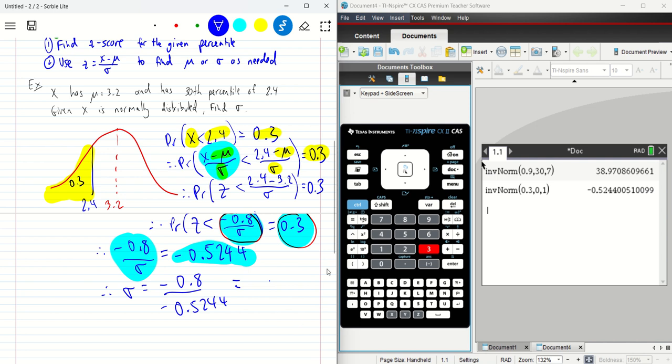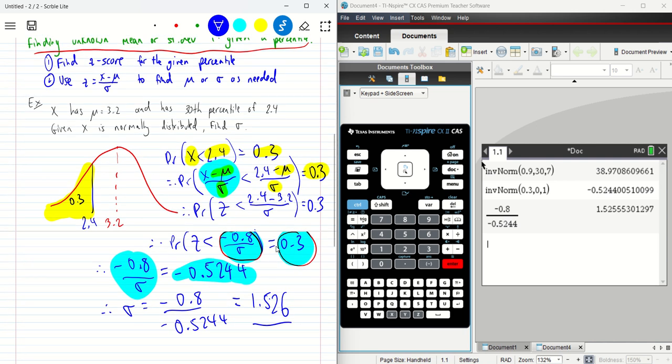So negative 0.8 over negative 0.5244, and we get 1.5. We didn't say how many decimal places for this, but that's how that's done. So you can use that same logic, and you'll definitely get something like this in the exam for finding missing means or standard deviations by using the inverse normal function. Hopefully that makes sense. There are some other ways to do that, but that's my preferred way to keep all your logic ordered as you go through.